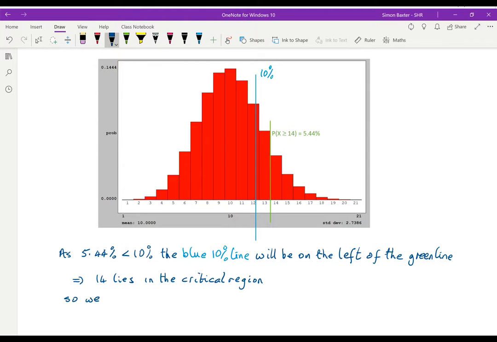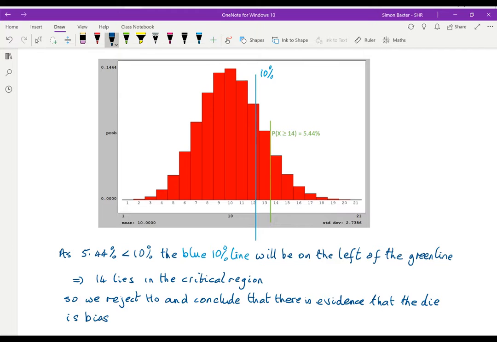So we reject H0 and we conclude that there is evidence that the die is biased in favor of rolling a 1.